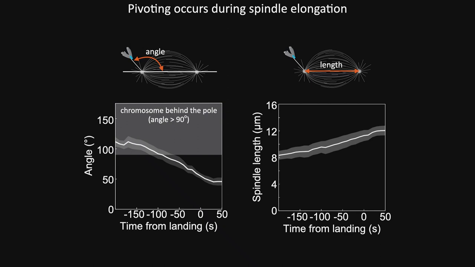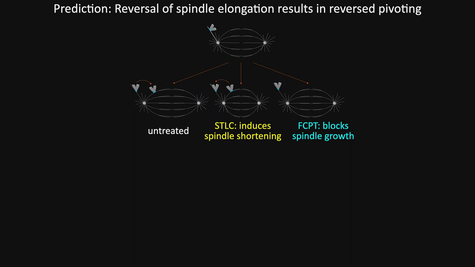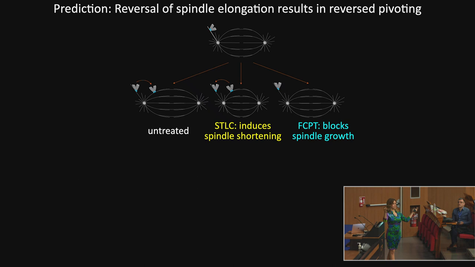And at the same time, spindle length is increasing. So this was our hypothesis. This is the basis of model number 3, that as the spindle is elongating, the angle is decreasing. And this means there is a very clear prediction from this, that if we would reverse the spindle elongation, if we would make the spindle shorten, then the pivoting should occur in the opposite direction. And this is what we wanted to do here.